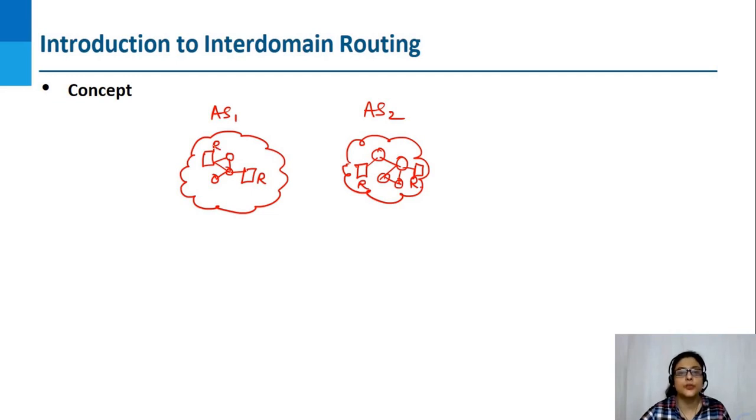Now, if packets are transmitted from one node to another within a single autonomous system, or we call it a domain, then it is known as intradomain routing. And if the packets need to be transferred between the domains, that is from here to here, then we call it interdomain routing. In previous videos, we have learned about intradomain routing, where we covered distance vector routing and link state routing. Both of these are intradomain routing and they cannot be used for interdomain routing because of scalability issues.